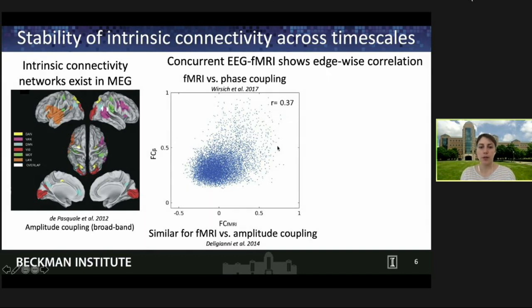Interestingly, a very similar picture has been shown for amplitude coupling. So it really doesn't seem to matter whether you're looking at phase measures or amplitude measures. They both are strongly related to concurrently recorded fMRI connectivity in spatial terms.